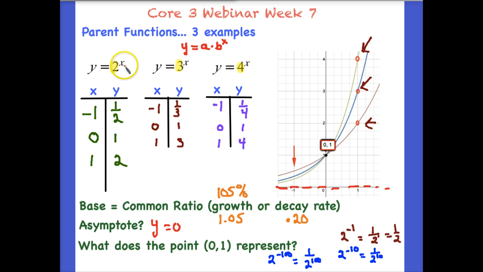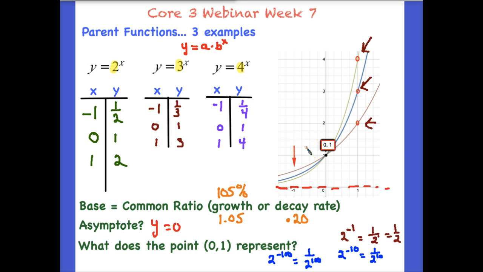All these parent functions have a base of 2, 3, 4, whatever, but there is an a value in front. It's actually 1. So this is 1 times 2 to the x. This is 1 times 3 to the x. And this one is 1 times 4 to the x. You just don't see the 1 because it doesn't matter. But when we start to do transformations, you're going to see that that a value is what's going to end up being here. So we call that our starting point.